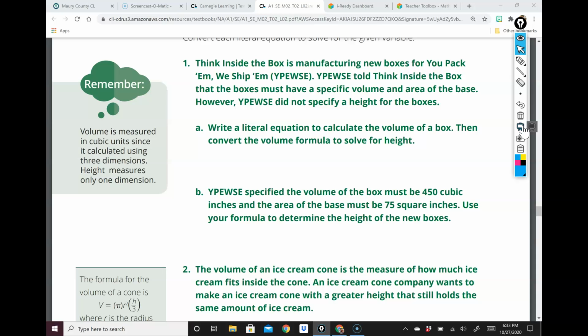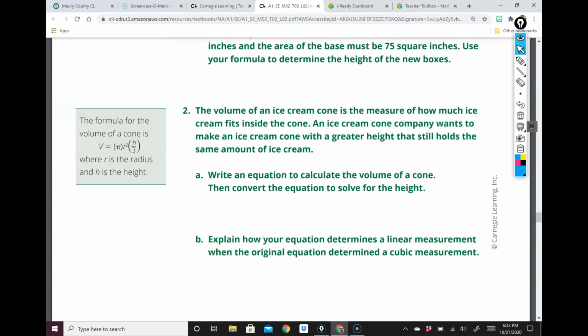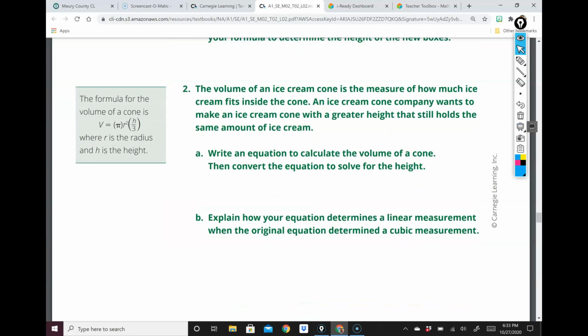Number 2. The volume of an ice cream cone is the measure of how much ice cream fits inside the cone. An ice cream cone company wants to make an ice cream cone with a greater height that still holds the same amount of ice cream. Write an equation to calculate the volume of a cone, then convert the equation to solve for the height.